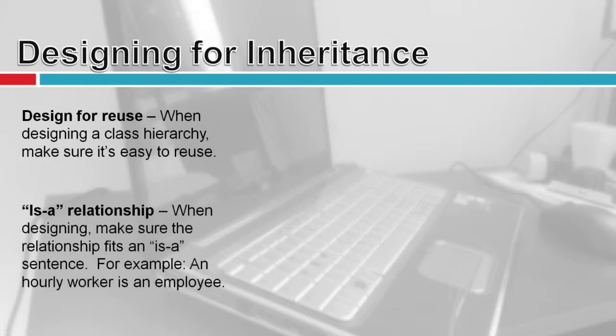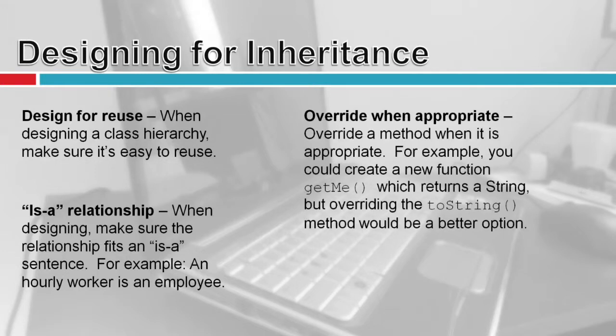The "is a" relationship. When you're designing, make sure that the relationship fits an "is a" sentence. For example, an hourly worker is an employee, or an executive is an employee. I don't want to have a superclass that says monkey and say hourly worker is a monkey, because it really doesn't fit. It really doesn't make sense in that regard. So whenever you do an inheritance relationship, make sure you can say in a sentence, one class is another class. And finally, override when appropriate.